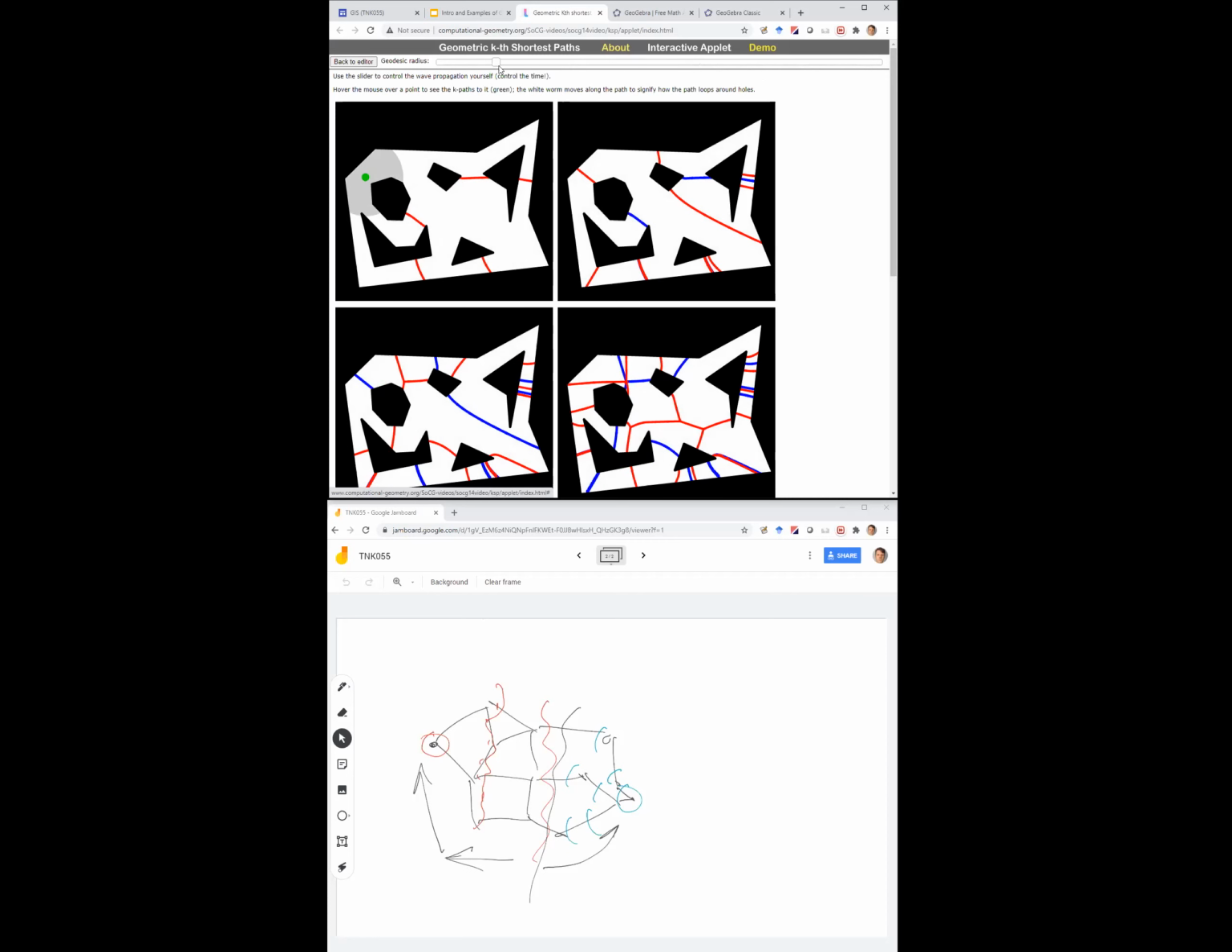So the gray wave goes like this, and so on. Now the wave collides with itself, and this is the bisector. Again, the bisector means there are two shortest paths to the points on the bisector. So the green shows you the shortest path: anywhere here you go like this, to anywhere here you go like this, and so on. And then you see how the wave propagates around the obstacles and so on and so forth, and covers the whole polygon.